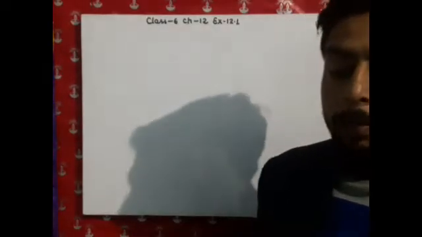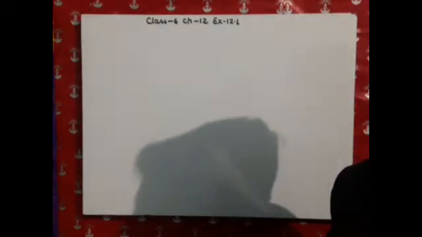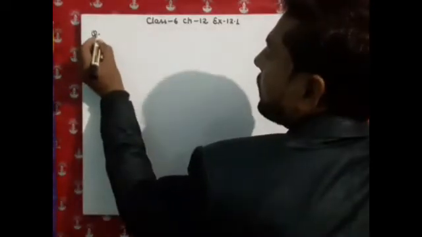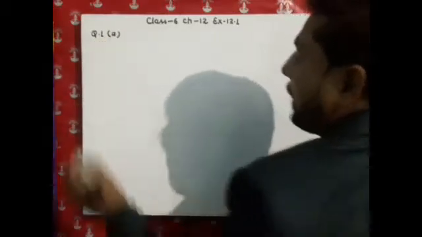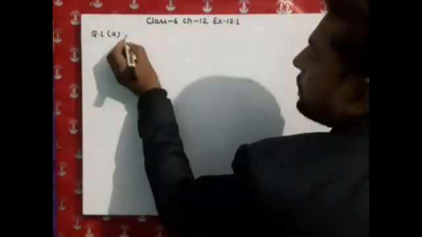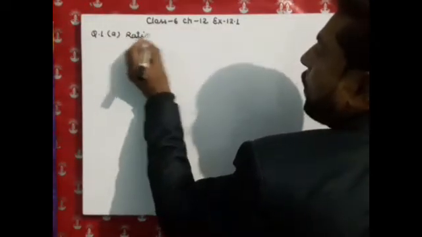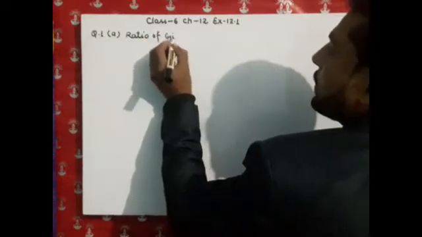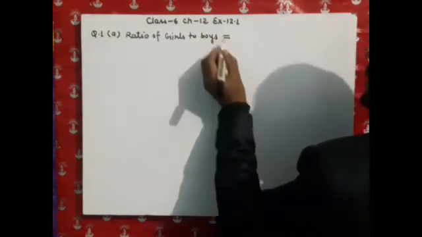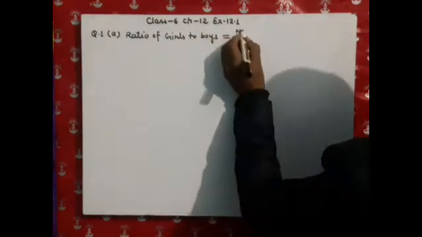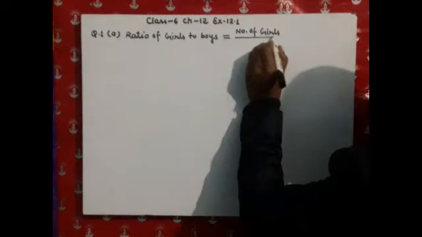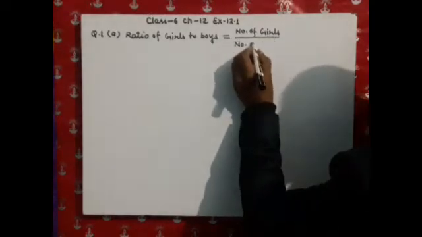In part A, the question is asking what is the ratio of the number of girls to the number of boys. So I am taking question 1, part A. Here, the ratio of girls to boys. So how will we find the ratio? Here we have to write down the number of girls and divide by the number of boys.